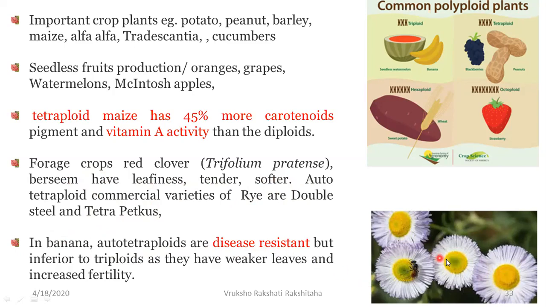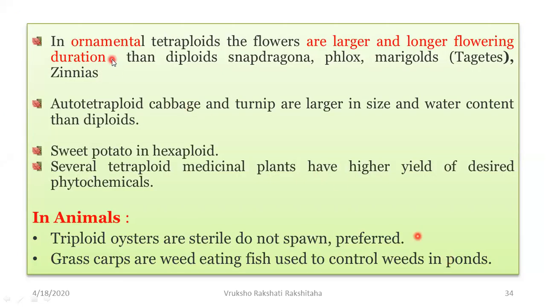This is the pic of the phlox flower. In ornamentals, it is found that in tetraploids the flowers are larger in size and have a longer flowering duration, also called long-lasting blooms, than the diploids. For example, in snapdragons, phlox and marigolds. Even in zinnias. Then autotetraploid cabbage and turnip are found to be larger in size and have more water content. Even sweet potato is a hexaploid.